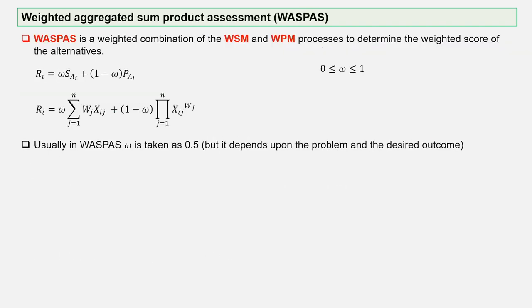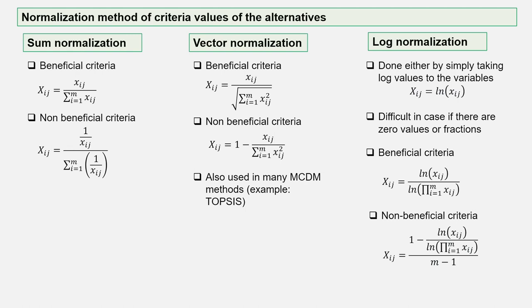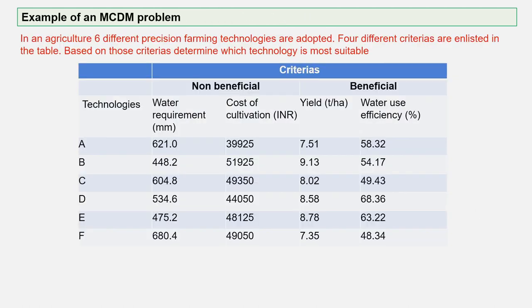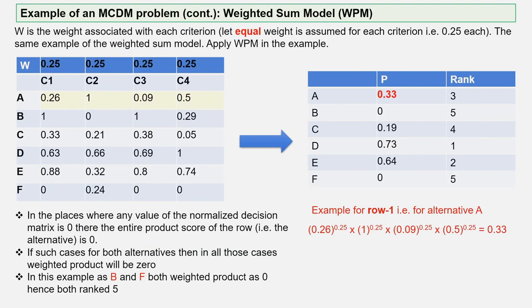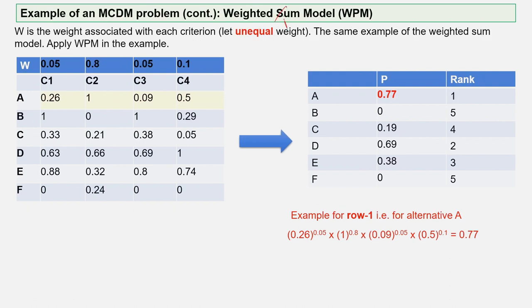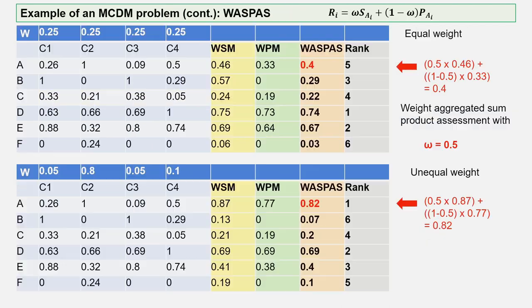Then we discussed WASPAS, and each one we have discussed, if you recall, with an appropriate example. Then we also discussed WSM, weighted sum model, then weighted product model. So in the weighted product model you multiply, and in the weighted sum model you add. These are the aspects that we discussed under MCDM part 1, and then in the lecture MCDA part 2.